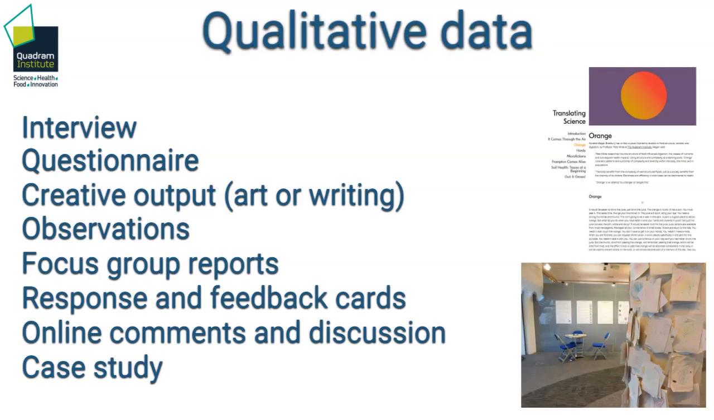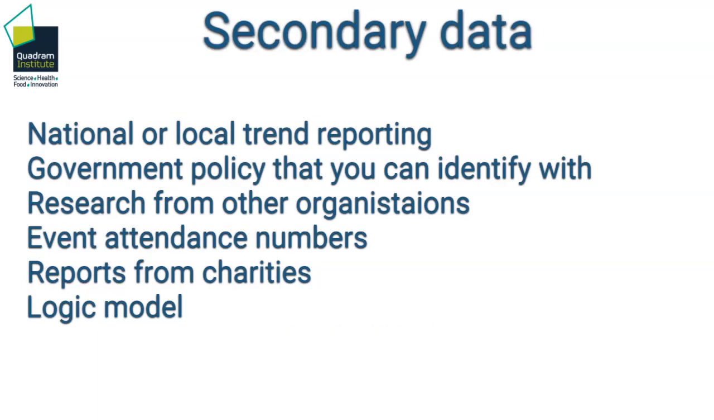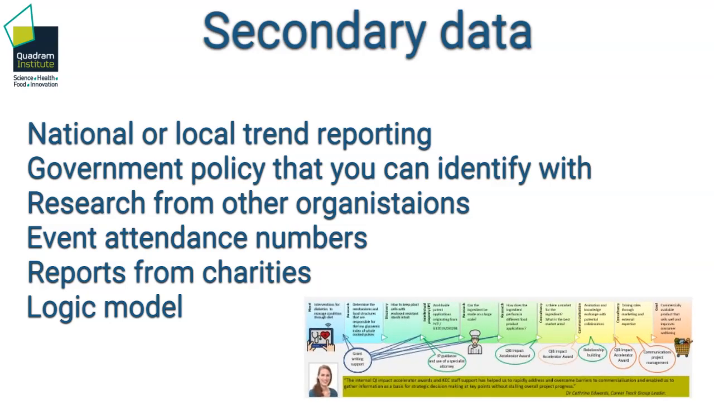If you can't obtain quantitative data, you can rely on qualitative information, such as interviews, questionnaires, creative outputs, observations, focus group reports, response and feedback, online comments and discussion, or case studies. If you can't supply qualitative data, you can use secondary information to support your pathway to impact. Examples would include national or local trends, government policy that you can identify with, research from other organisations, reports from charities or NGOs, or even logic models.